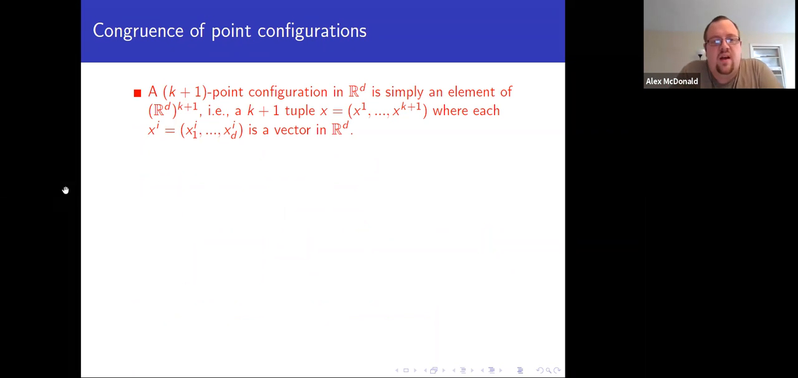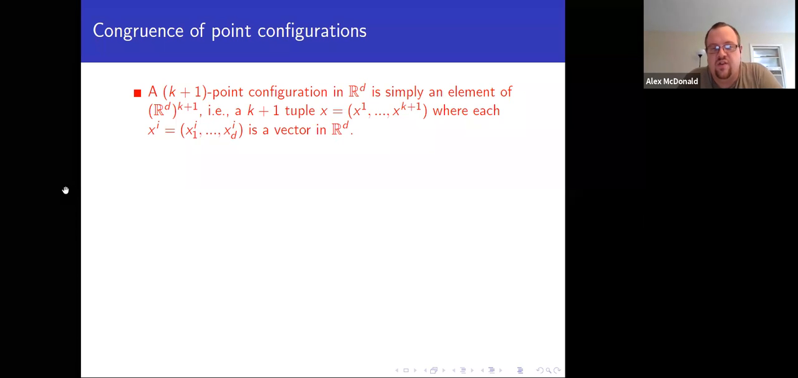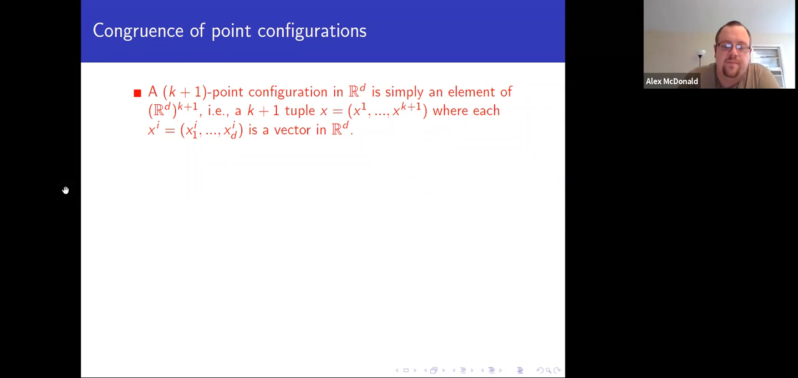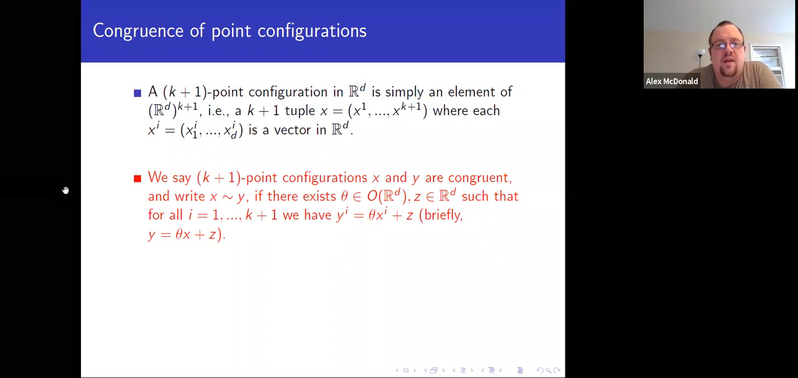So we're going to apply this to point configuration problems. A (k+1)-point configuration in R^d is simply an element of R^d producted with itself k+1 times. Throughout, my notation is going to be that superscripts denote the different vectors, the different points in the configuration, and subscripts will denote the real number coordinates of those. So a configuration is x^1 through x^(k+1), or however many points you have, and each x^i is a vector in d-dimensional space.